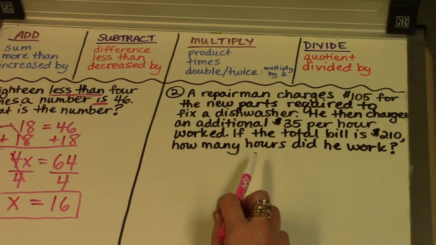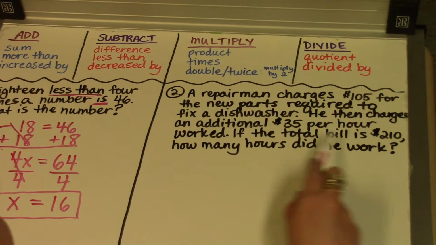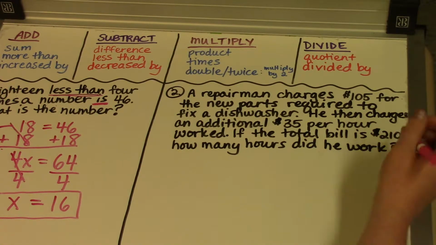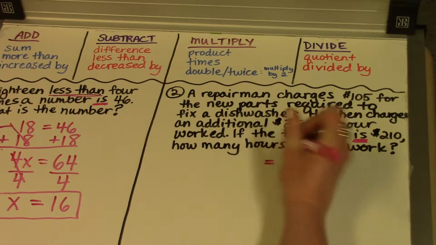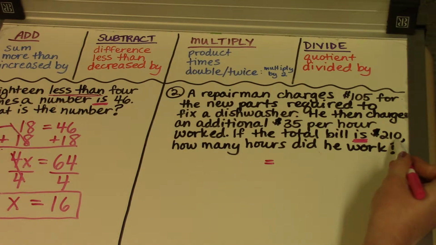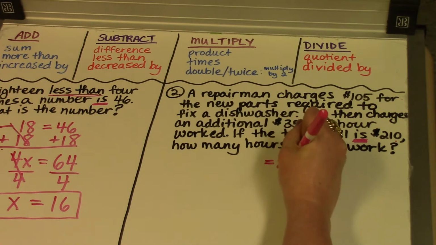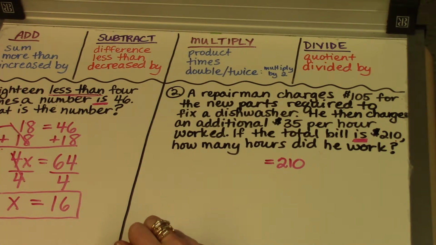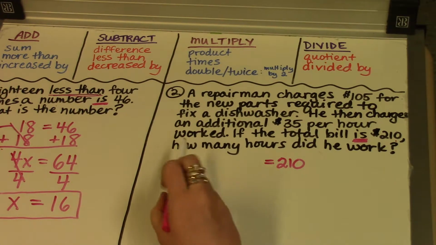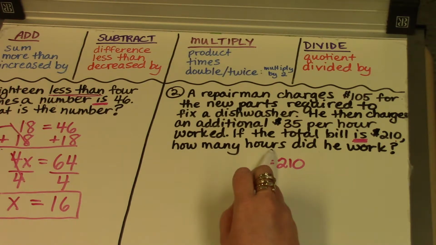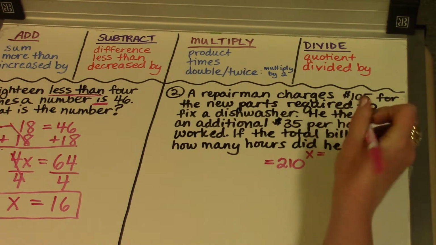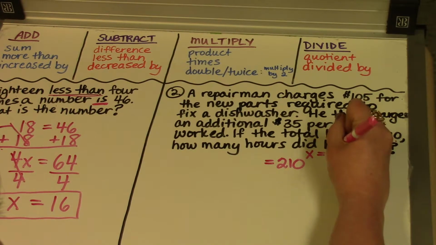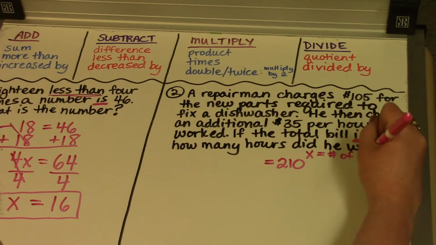Okay, so for this one, because we're trying to figure out a total cost, and we know that we want the total bill to be $210, again, I'm seeing that word is, that always means equals, and because it says the total bill is supposed to be $210, I'm going to set it equal to 210. Now the question is asking how many hours did he work? So just as a side note, I know that my variable in this problem, if I let it be x, is going to represent the number of hours.